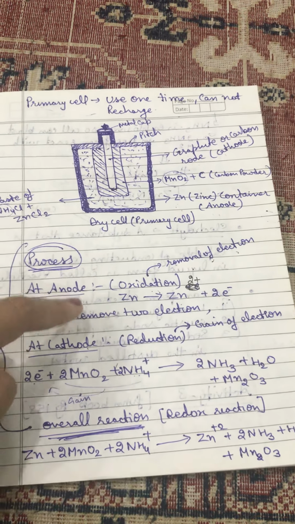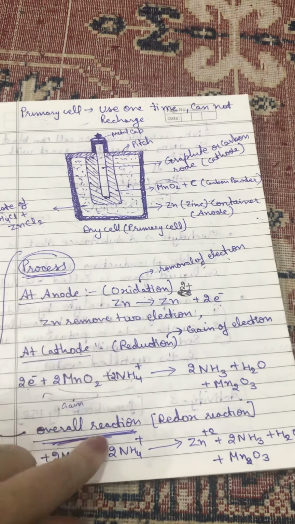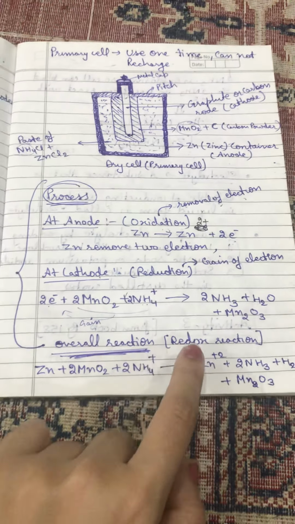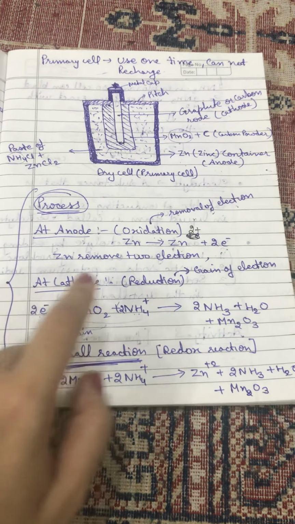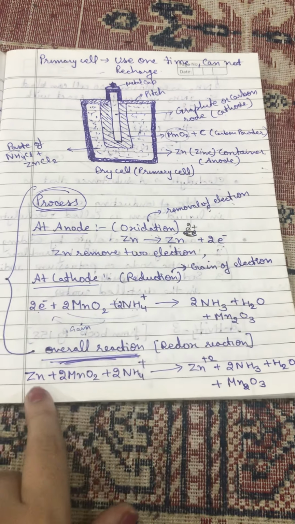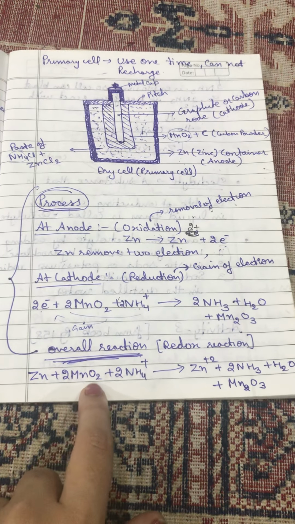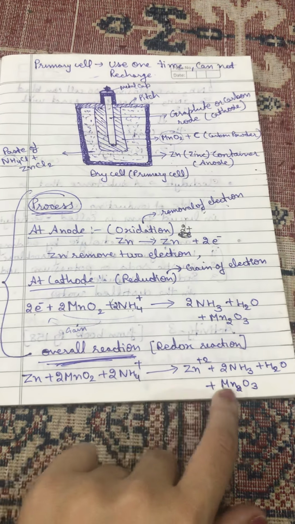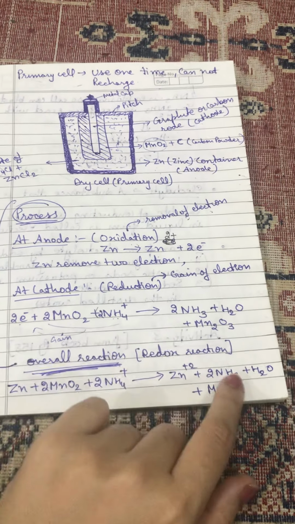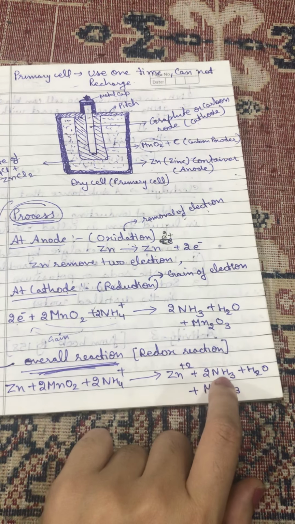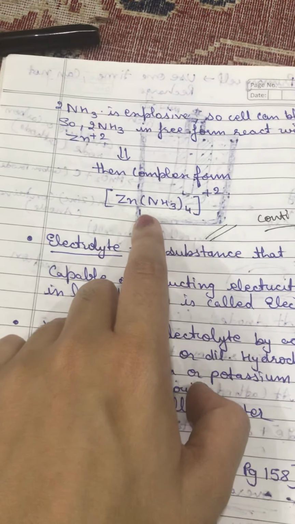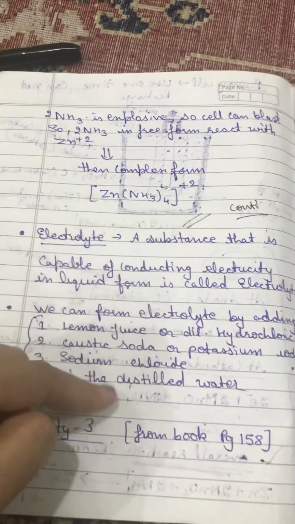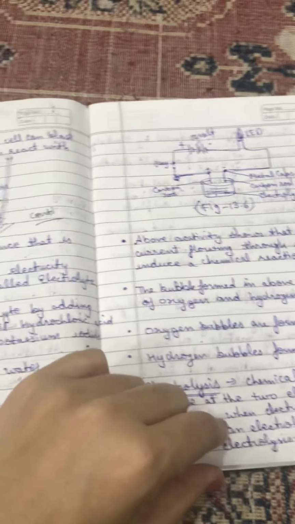Now if we combine first and this second equation, then what will be the net equation? This is a redox reaction. The 2 electrons on the left hand side cancel with the right hand side electrons, and the net equation is zinc plus 2 MnO2 plus ammonium ion and this. Okay, now the ammonium ion is explosive in nature, so it combines with Zn2+ and makes the complex, this one. Okay, next topic we will discuss in another worksheet.